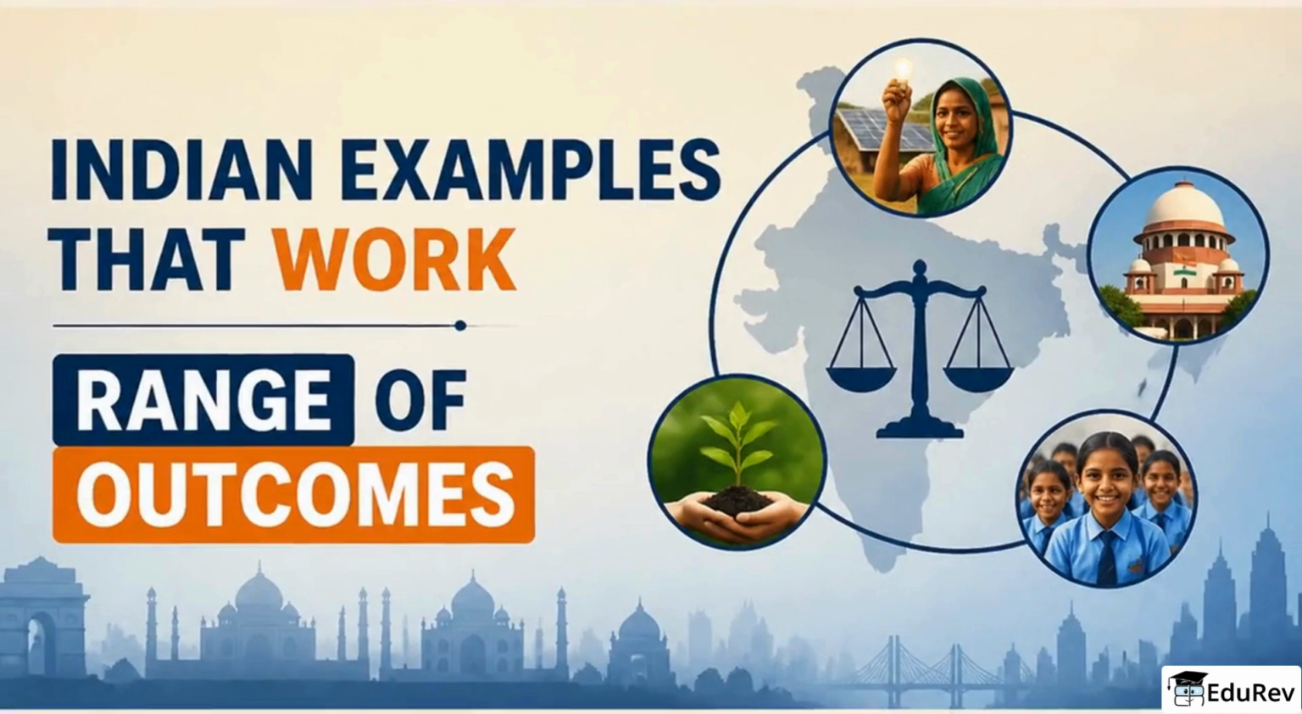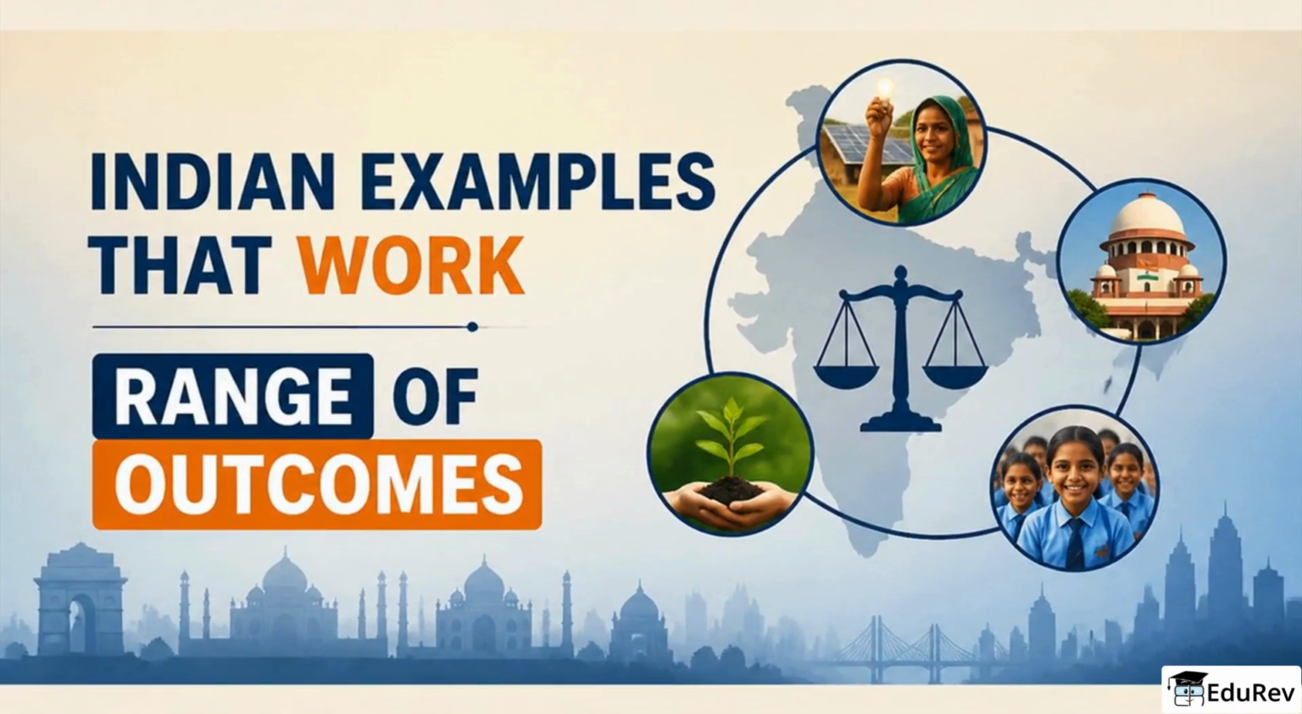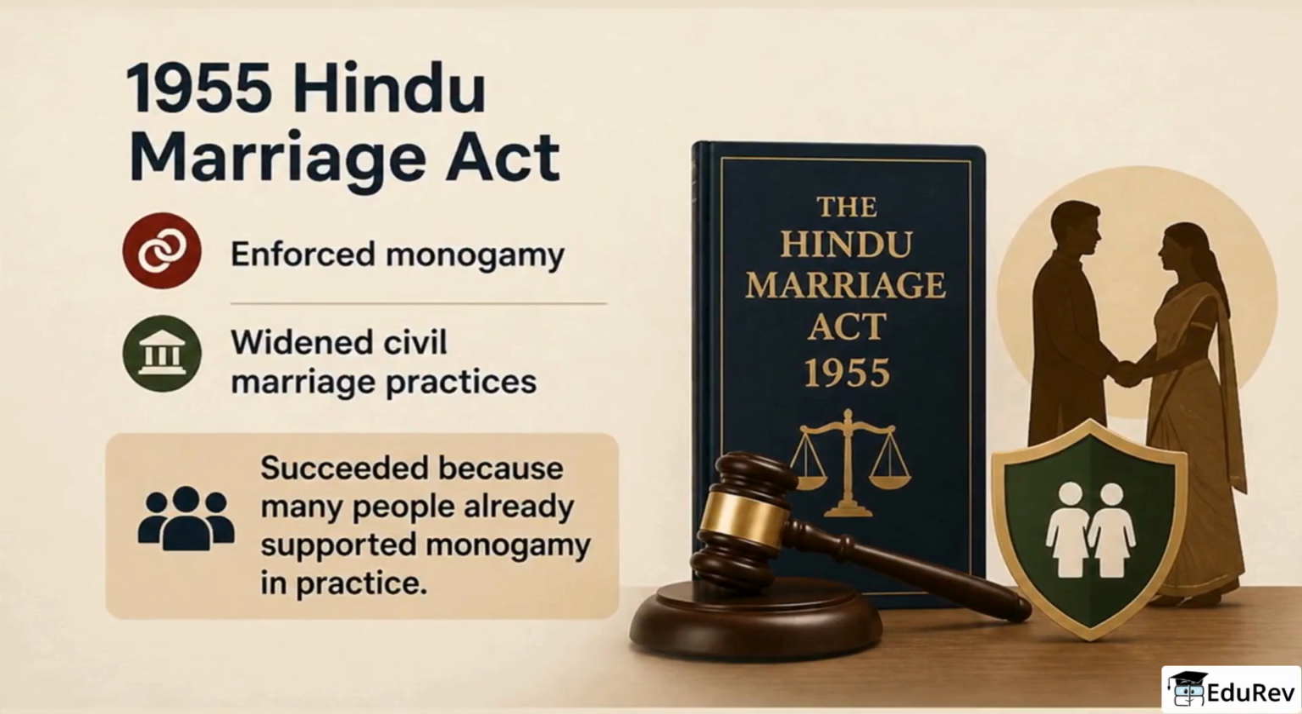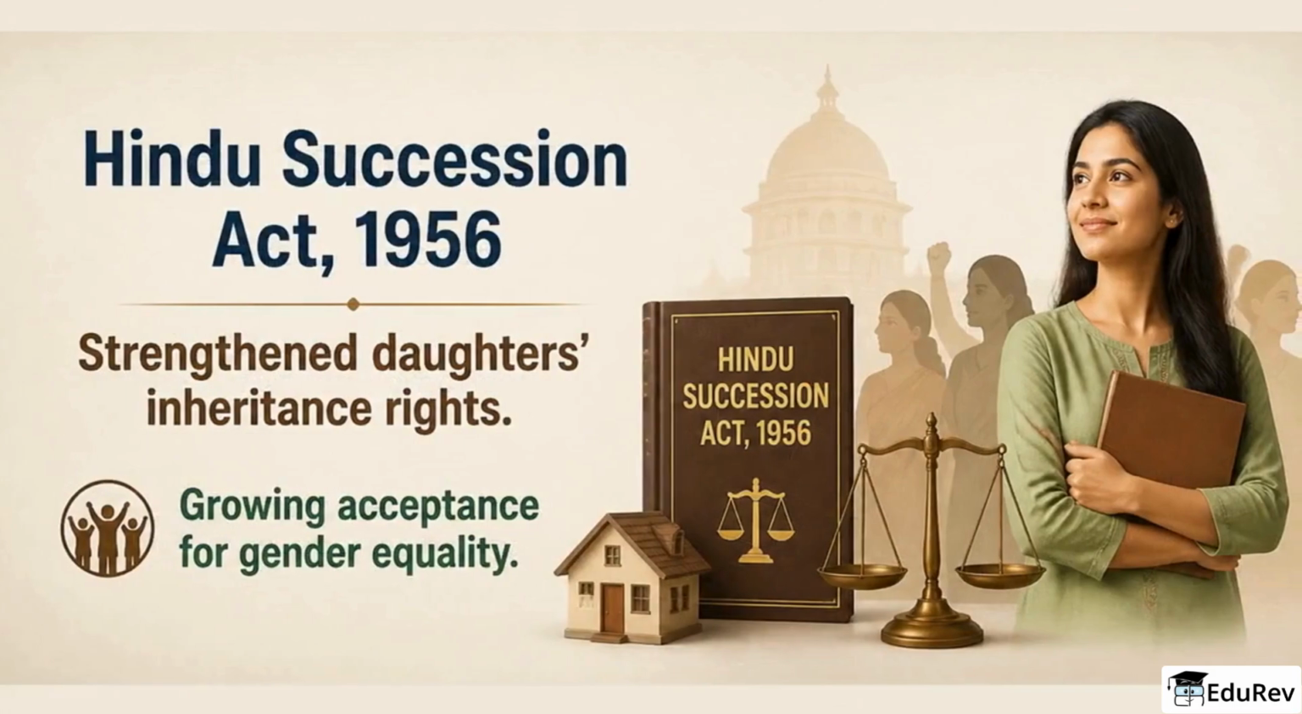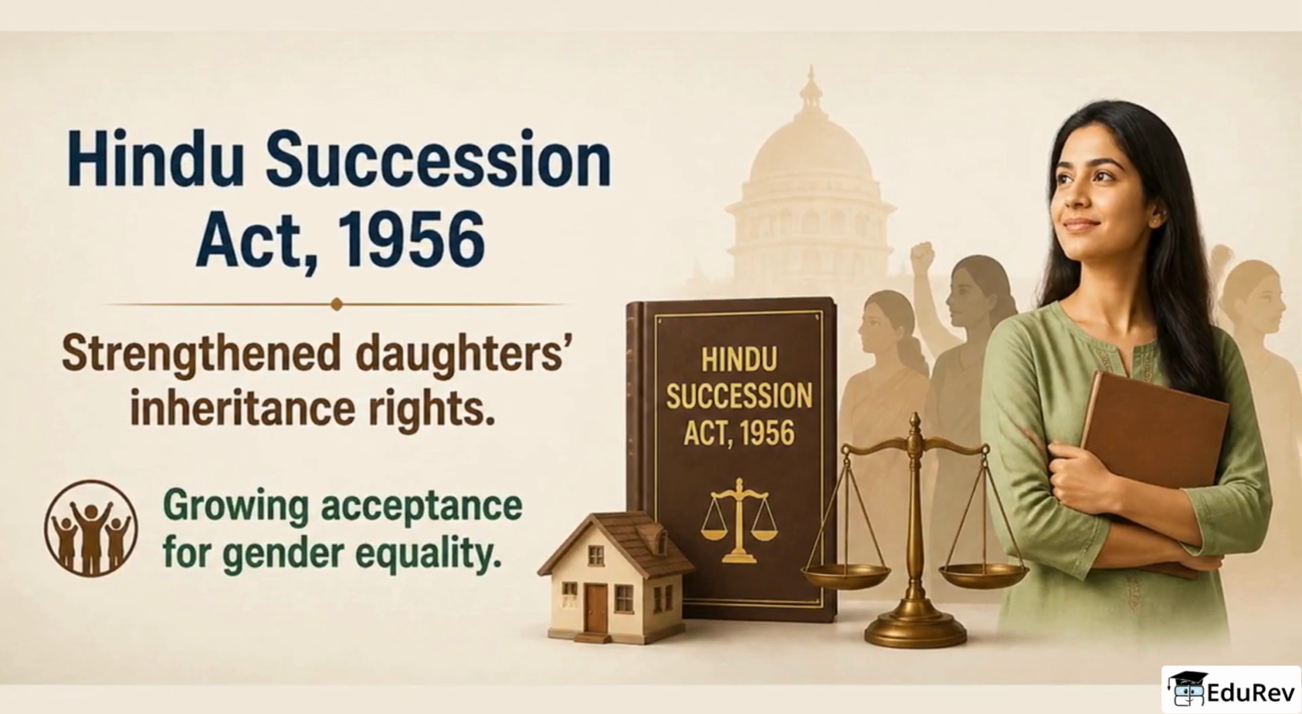Let's look at some Indian examples that work well for UPSC answers because they show the range of outcomes. The Hindu Marriage Act of 1955 helped enforce monogamy and widened civil marriage practices. And it succeeded partly because many people already supported monogamy in practice.